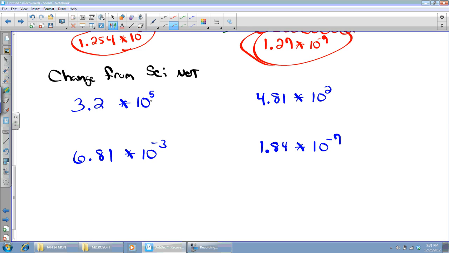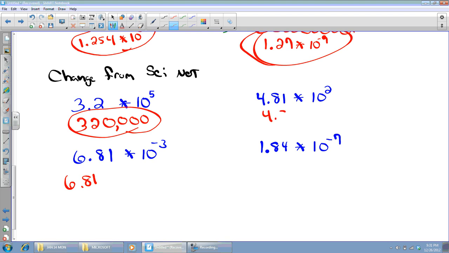I'm multiplying by 10 to the fifth. So my decimal point is going to move 5 places. So it's going to go 1, 2, 3, 4, 5. And there you go, 320,000. If you prefer, you can actually show the movement. I'll do this one first, the 4.81. I've got to move it 2, so I can go 1, 2. Then I'm going to say, well, you need to rewrite the number so it's pretty.